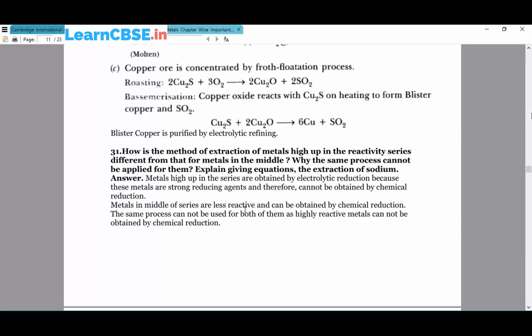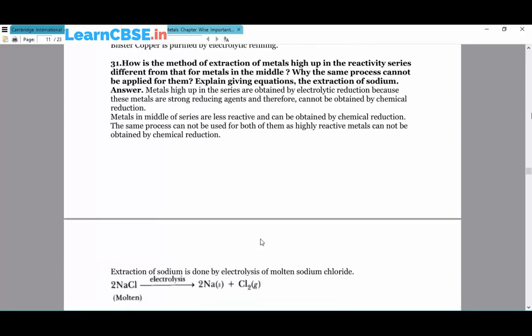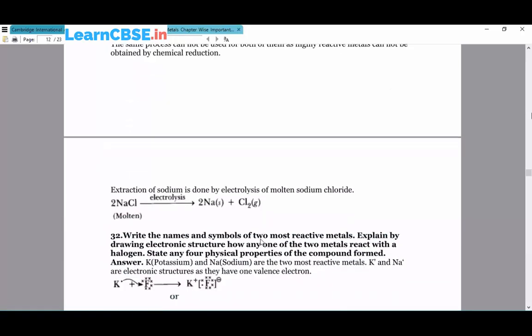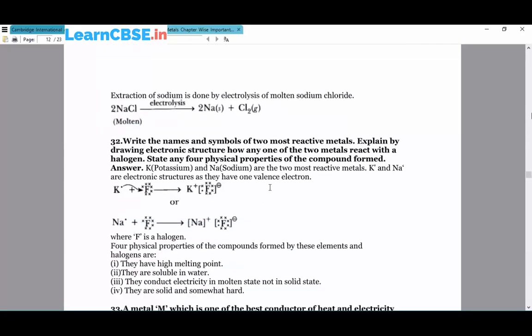The same process cannot be used for both of them, as the highly reactive metals cannot be obtained by chemical reduction. So metals high in the reactivity series have to be obtained only by electrolysis, and the metals in the middle of the reactivity series are obtained by reduction using carbon or carbon monoxide. Extraction of sodium is done by the electrolysis of molten sodium chloride. 2NaCl upon electrolysis gives 2Na plus Cl2.